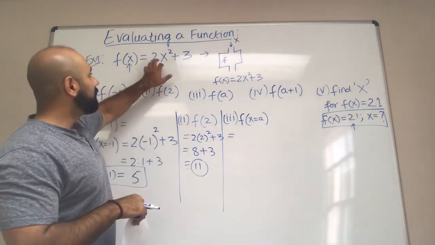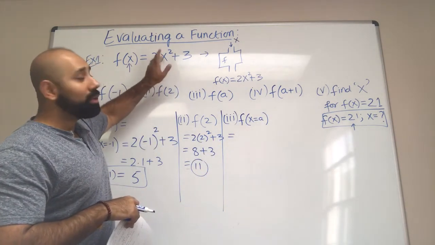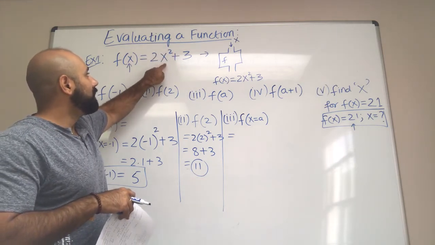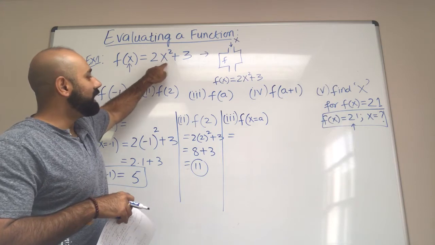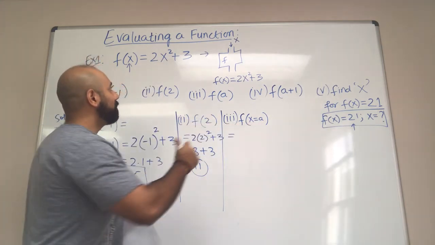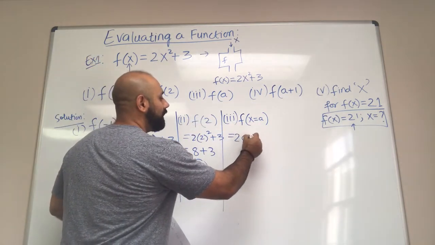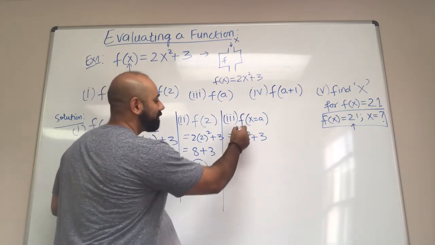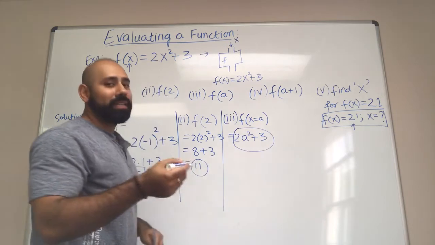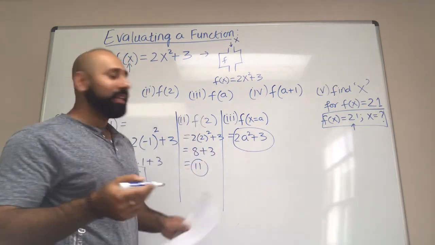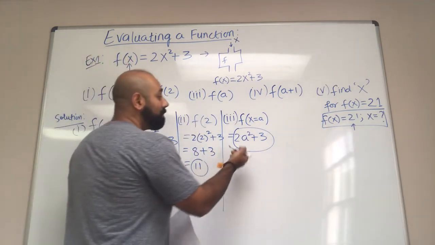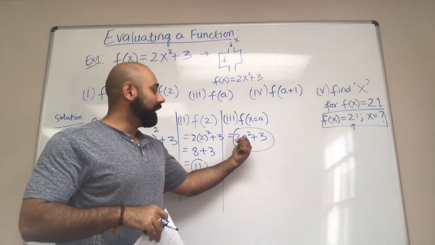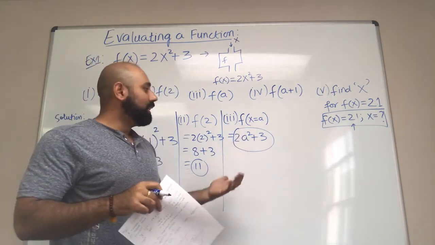So we go on the right hand side, and wherever we see x, in this case this x is only visible one time, so we're going to replace that x with a. So it's going to be 2 times a squared plus 3. I don't even have to write a in parentheses. If you want, you can write a in parentheses, but then can you simplify that? It's going to be the same thing. Now keep in mind, we cannot simplify this any further because we don't have the value for a. It's just a variable, so you got to leave it like this.